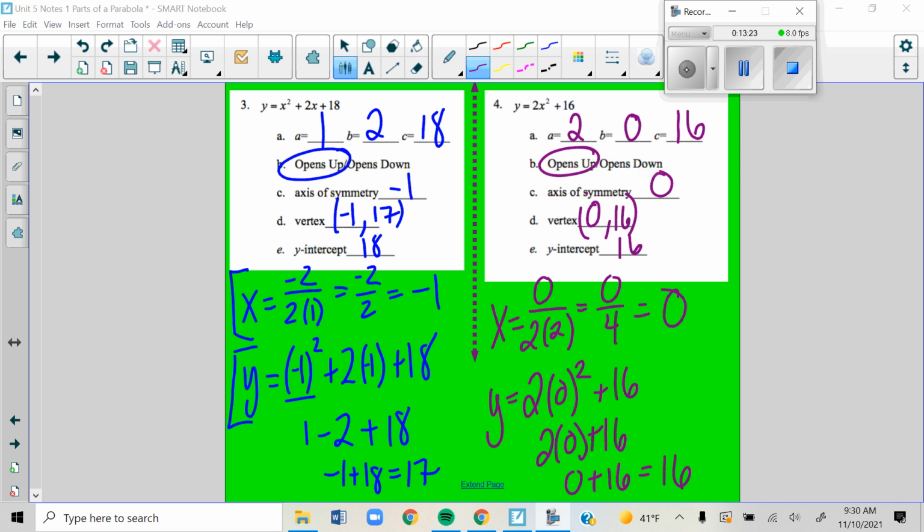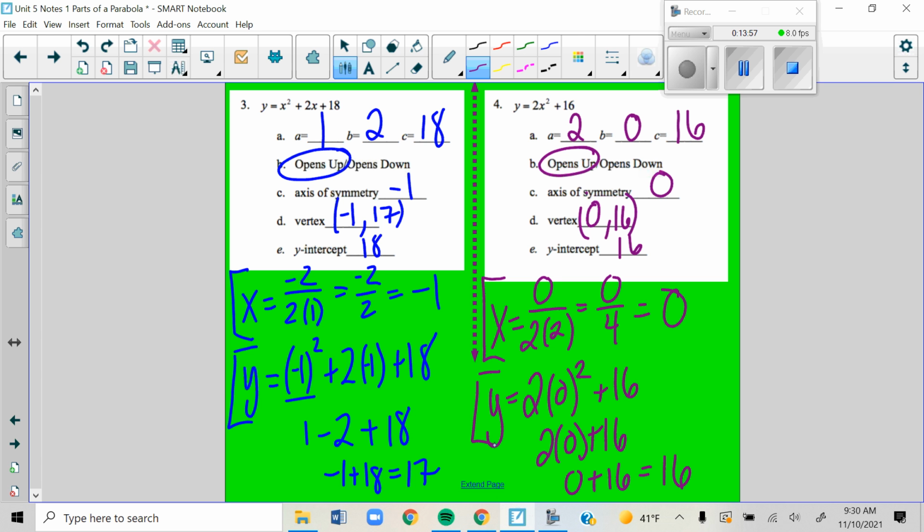All right, so taking a look here, it's going to open up because our a value is positive 2. Finding our axis of symmetry, so that's our x equals opposite b. 0 doesn't have positive or negative, so it just stays 0, divided by 2 times a, which was 2. And 0 divided by any number is 0. Then we're going to go ahead and plug that back into our original quadratic equation to find our y-coordinate of our vertex. 0 squared is 0. 2 times 0 is 0, and so then you just have 0 plus 16.